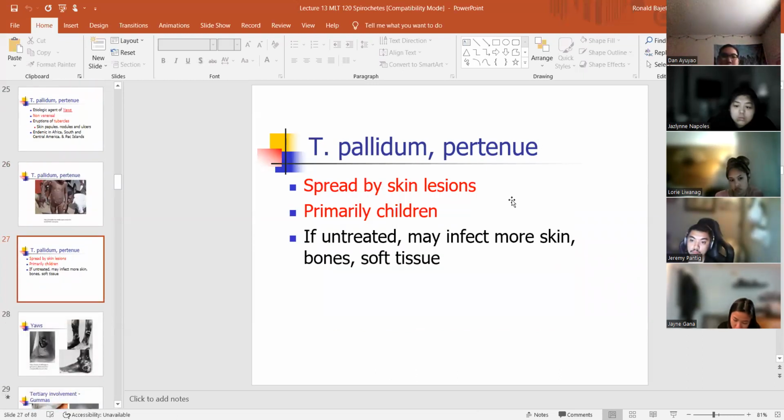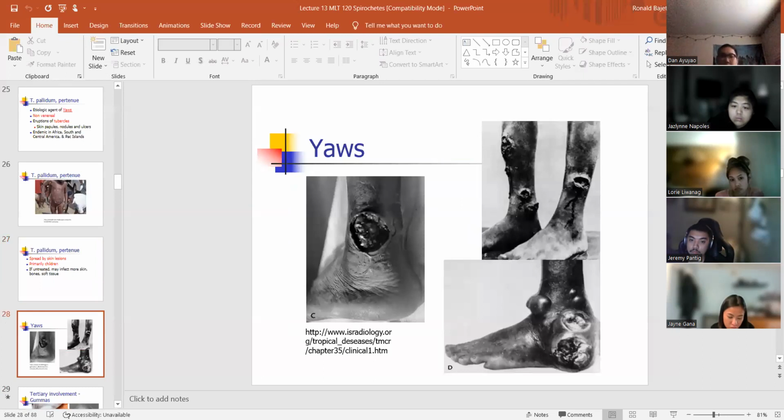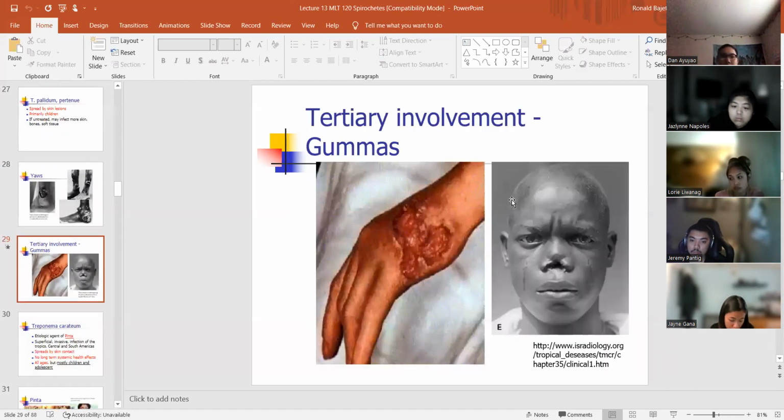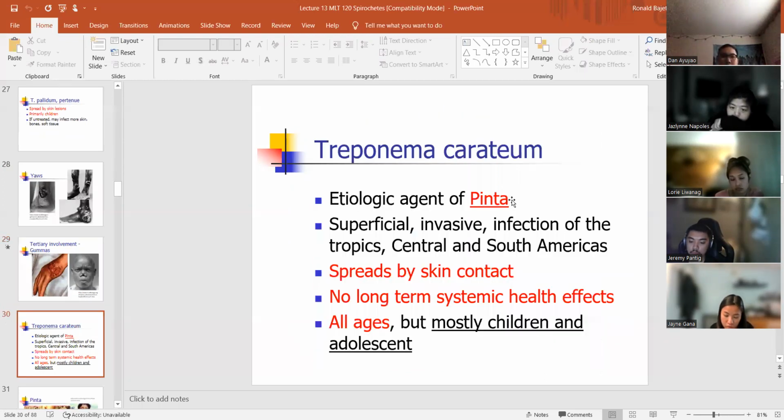So it's spread by skin lesions, again, primarily in children. And if untreated, may infect more skin, bones, and soft tissue. So it can be invasive. So it starts off in the skin, but then it'll penetrate down into the bones and the soft tissue. So this is Treponema pallidum pertenue. And there's some pictures of how the organism infects. Tertiary involvement, gummas. So there's more pictures of gummas.